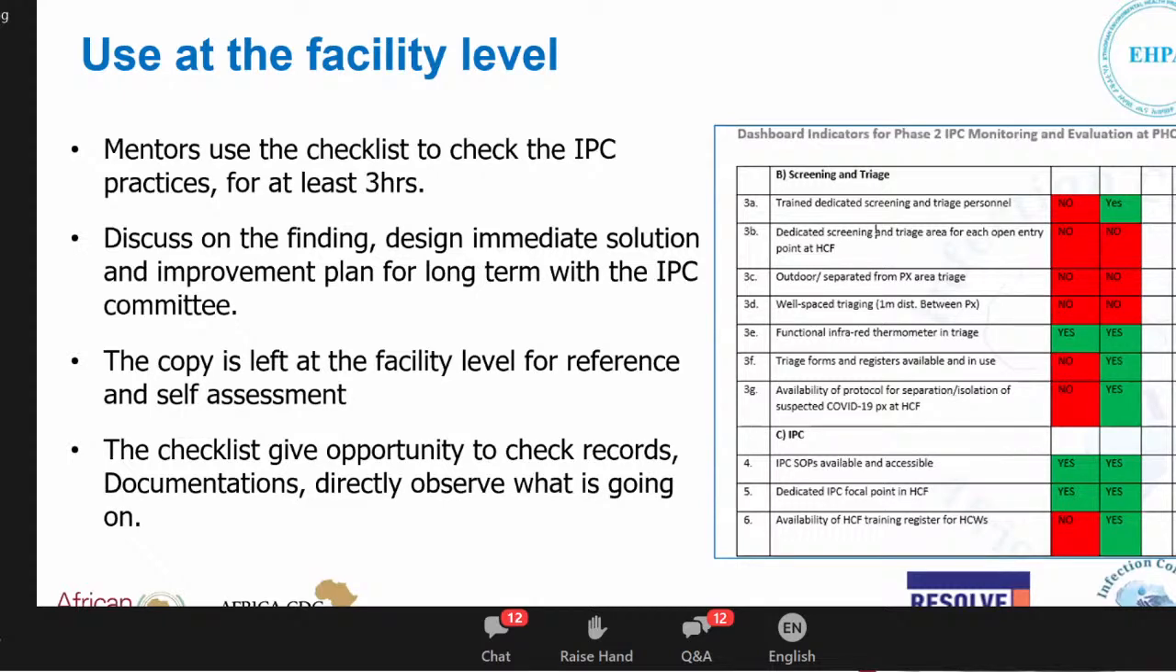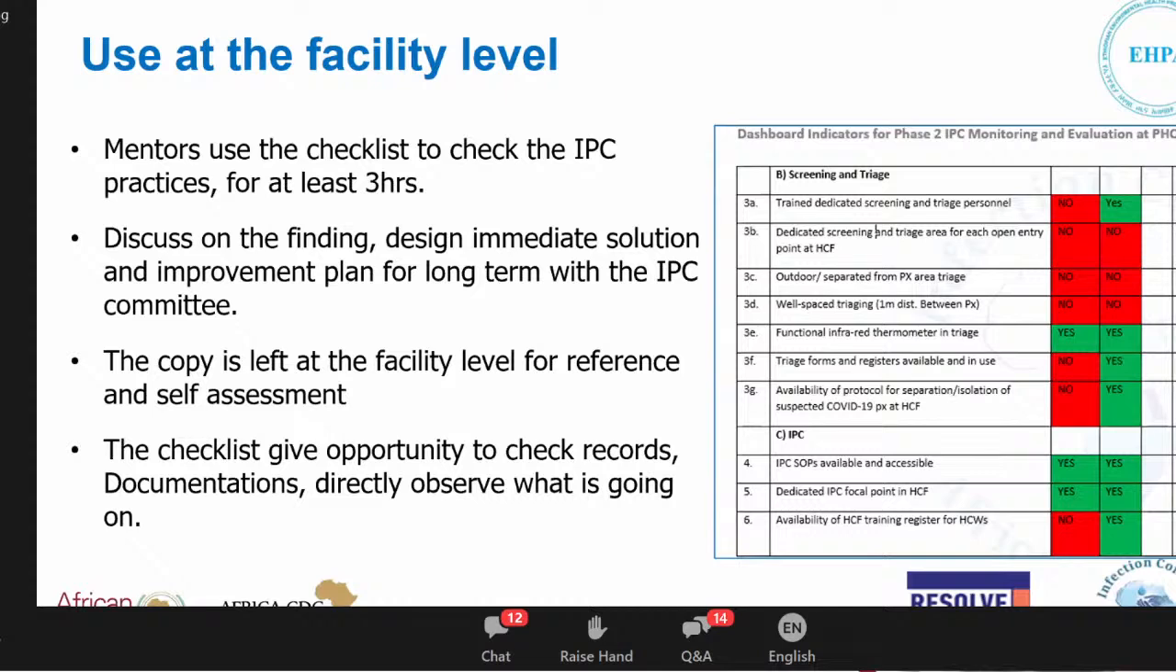So after a stay of 3 hours or more in that health facility, the mentor is expected to discuss with the IPC committees and the health professionals the immediate solutions, and also an improvement plan for long-term IPC issues. A copy of this checklist is left at the health facility so that the facility can use it as a self-assessment. They do not need to wait a month. The IPC focal person can use the checklist for the improvement of IPC in that health facility.